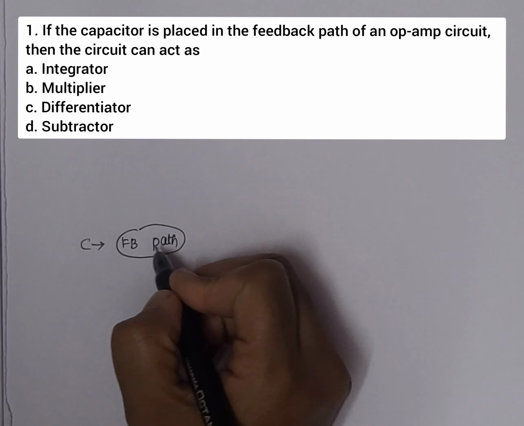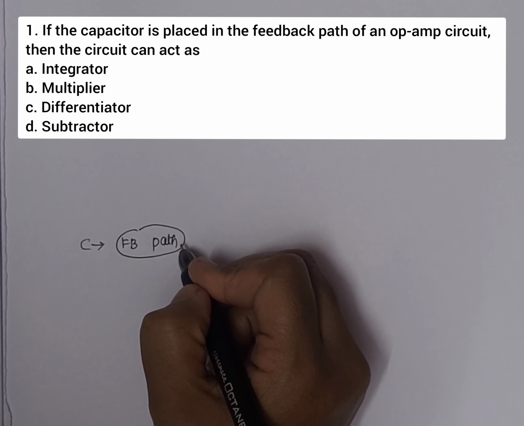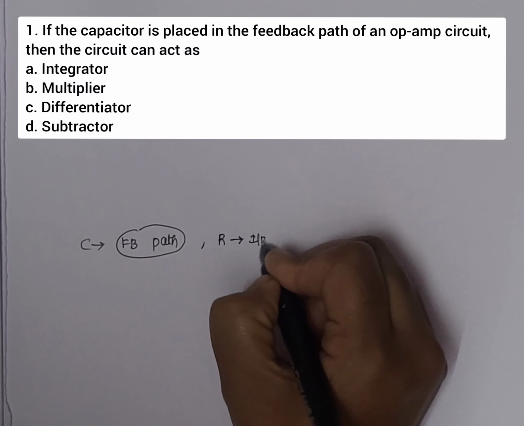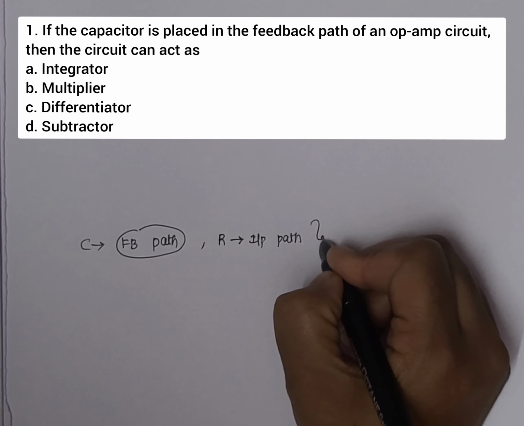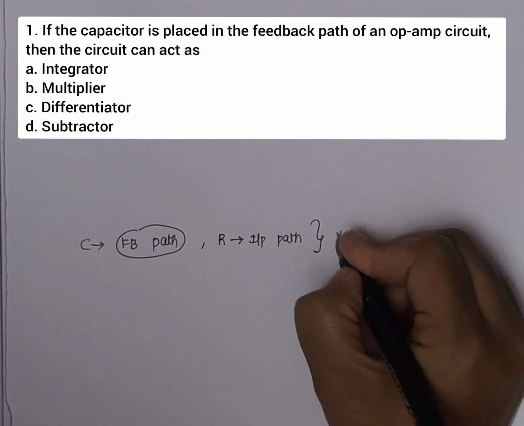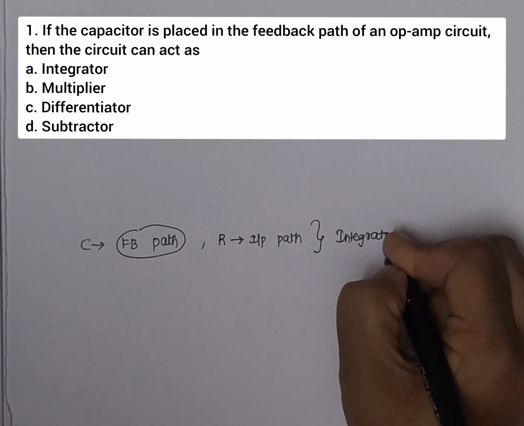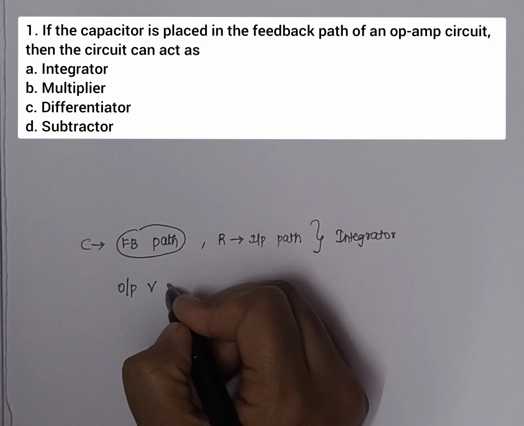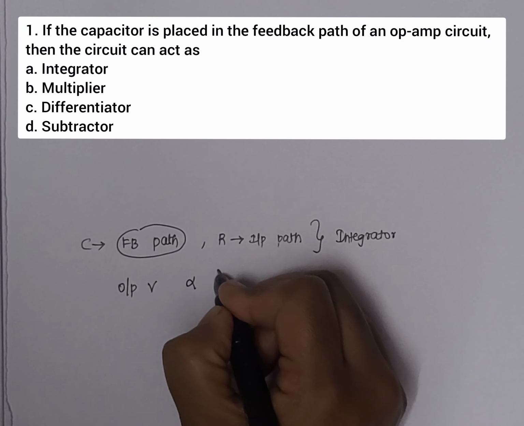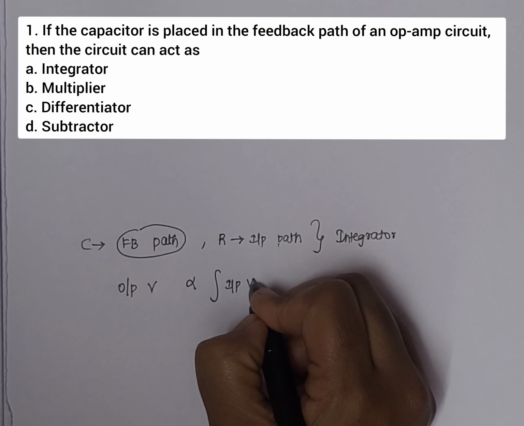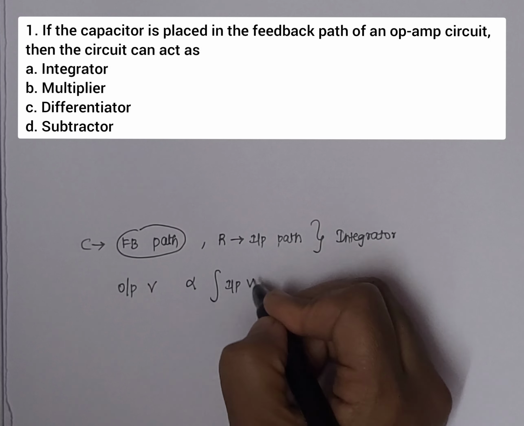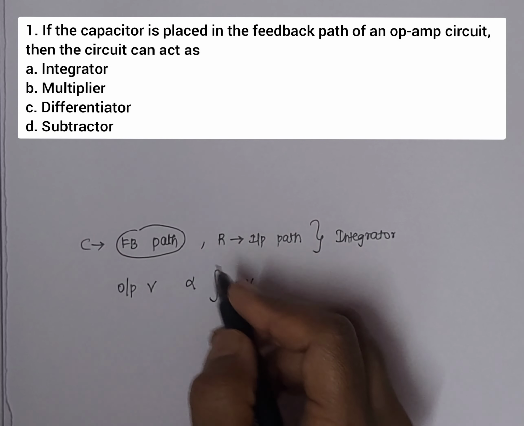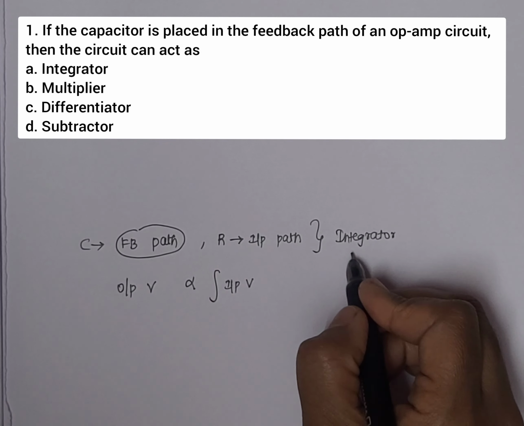So whenever a capacitor is placed in the feedback path of an operational amplifier, and along with which a resistor is placed in the input path, this configuration creates a circuit which can be used as an integrator. Under this condition, the output voltage of the operational amplifier will be proportional to the integral of the input voltage with respect to time. This is because of the capacitor, which accumulates the charge over time. So that is the reason why it acts as an integrator.